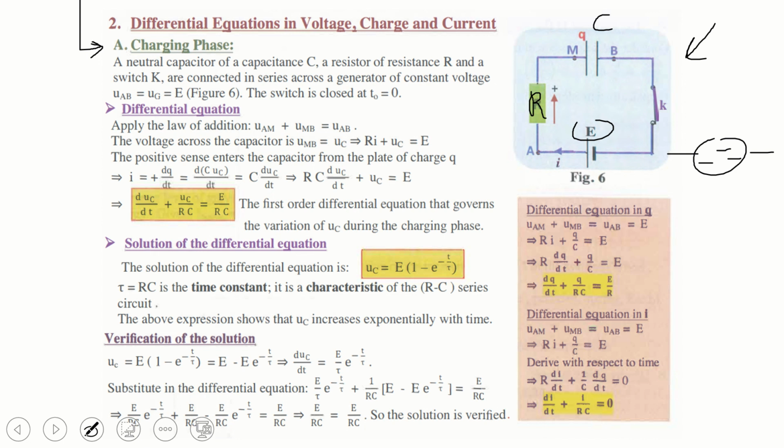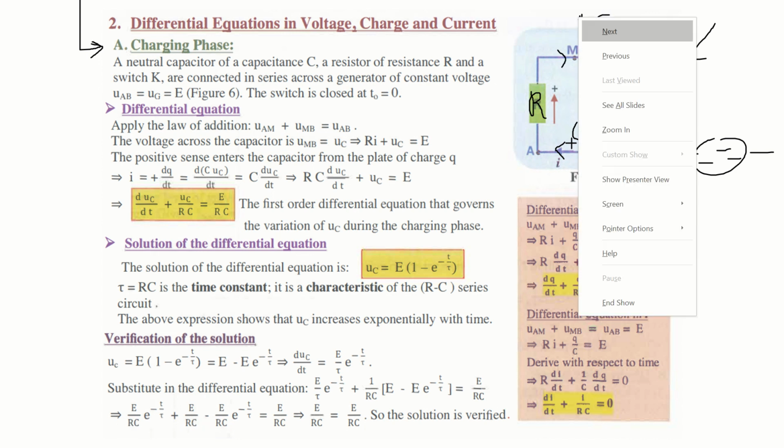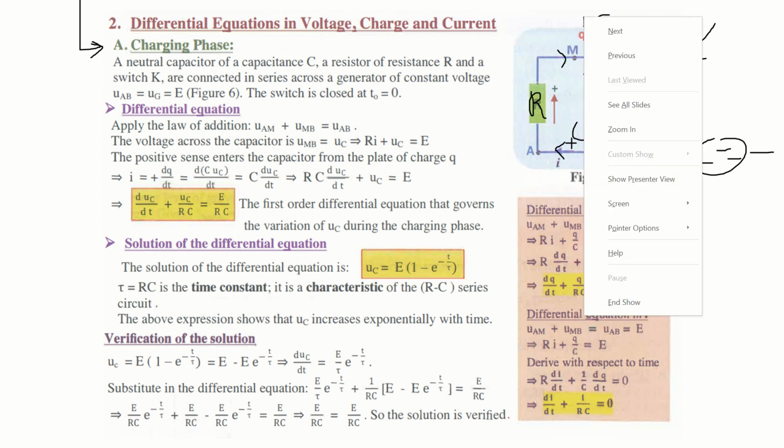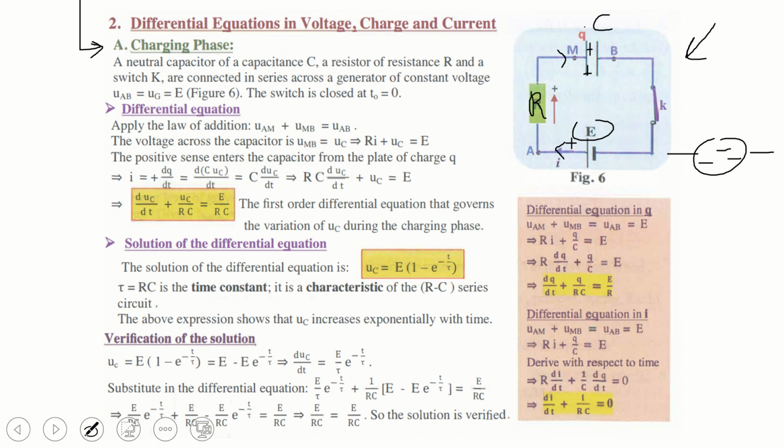The current will be delivered from the generator or from its positive pole and enters the positive plate of the capacitor marked as charge Q. So M is the positive plate of the capacitor. The positive sense is considered with the same direction, so it enters the positive plate of the capacitor.